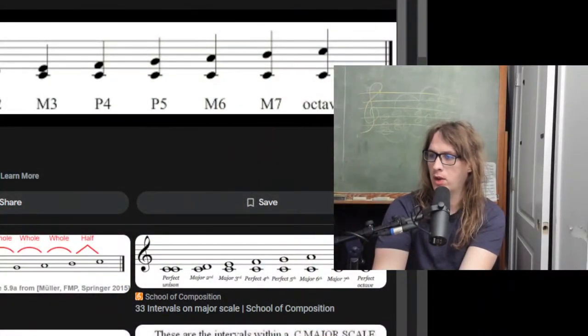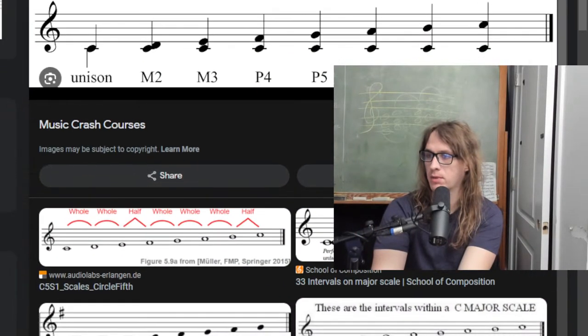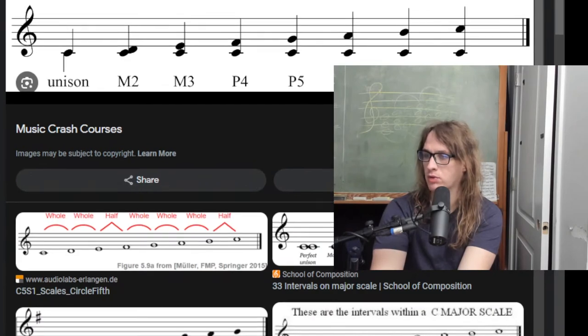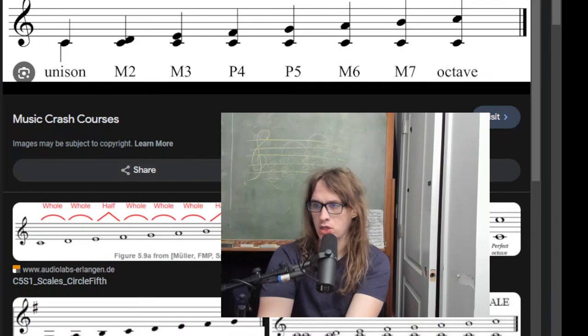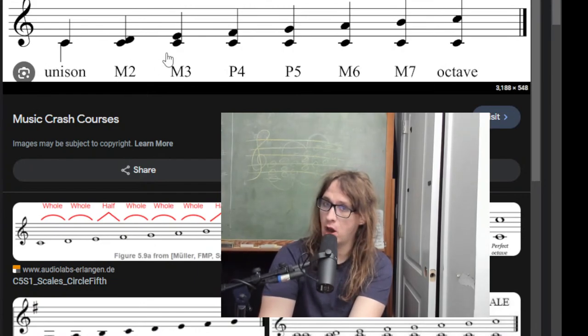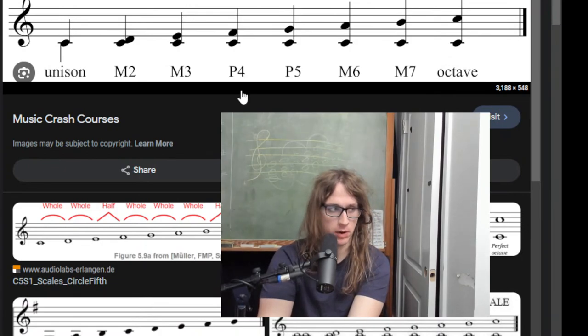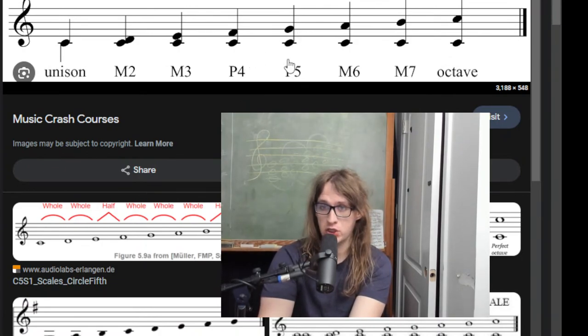Okay, so this is the last concept that you just have to understand, this bad boy right here. I'm just going to drag through some of this. Basically, the unison is just the same note. Don't worry about that. It's too easy. A major second, C to D. A major third, C to E. Perfect fourth is C to F. I'll talk about why it's perfect in a second. Perfect fifth, C to G.